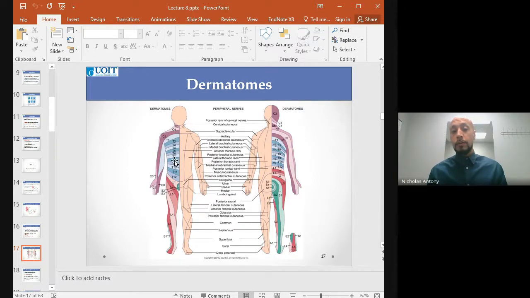Each of the spinal nerves recombine to create our peripheral nerves. But the way that they're distributed is that all of the branches from each of the spinal nerves will end up being in this distribution, touching the skin using different peripheral nerves.